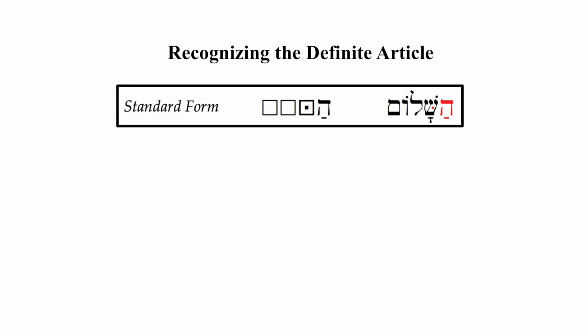The standard form of the definite article is a he, patach, short a, and a dagesh, doubling of the next consonant. He, patach, doubling. This needs to become familiar to you because there are other reasons why you would put a he at the front of a word. We won't get these for a while, but you need to become sufficiently comfortable with the definite article so that when you encounter the other forms, you can actually distinguish between them. So, he, patach, doubling, definite article, standard form.